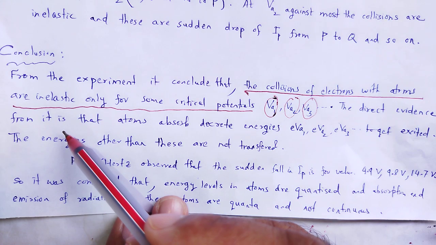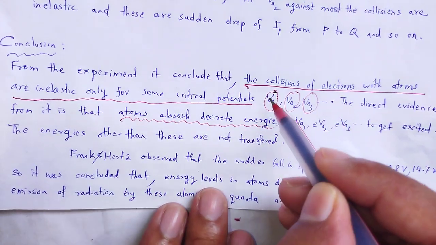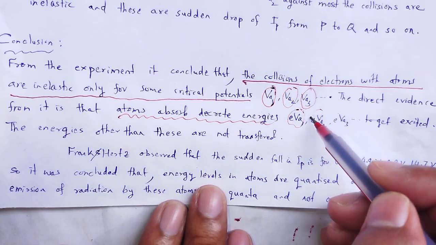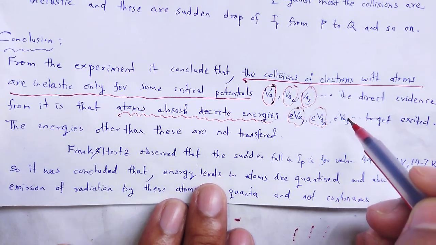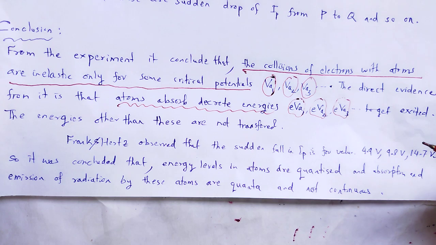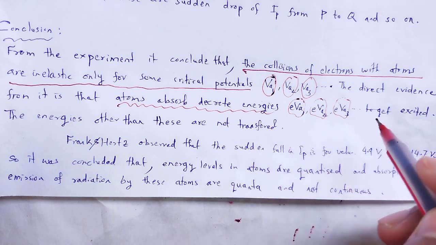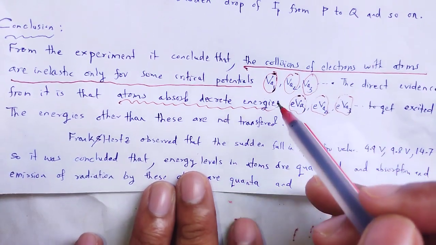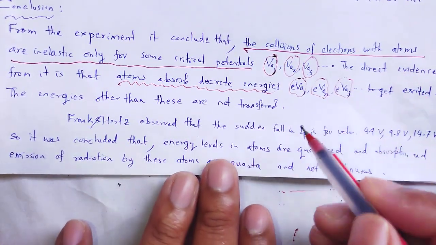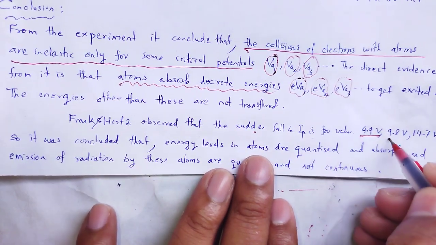From this it is concluded that the atoms absorb discrete energies. At potential V_A1, it absorbs the discrete energy eV_1. At potential V_A2, it absorbs the energy eV_2. Again at potential V_A3, it absorbs the energy eV_3 to get excited. From that, it is concluded that energies other than these are not transferred, so we call these quantized.